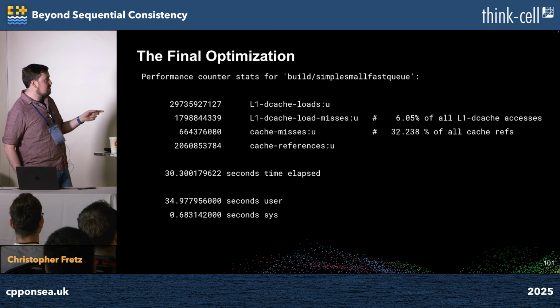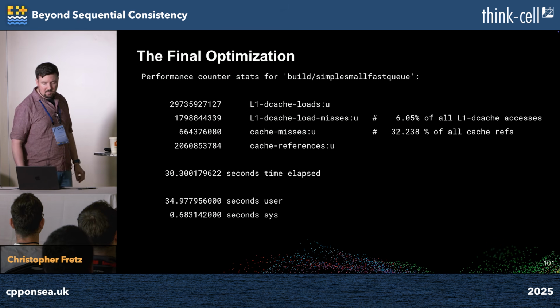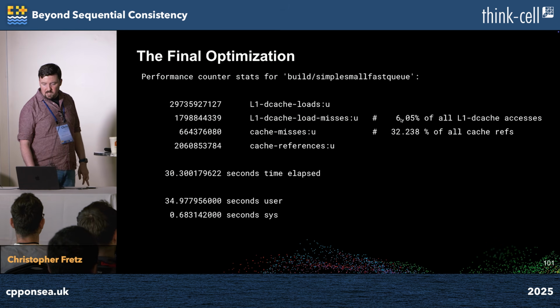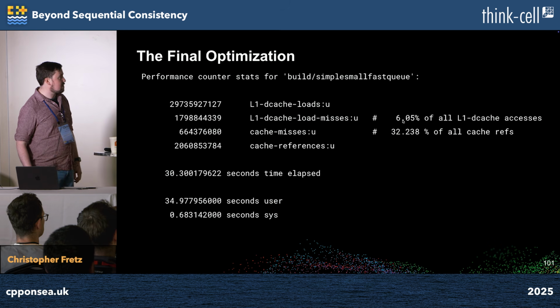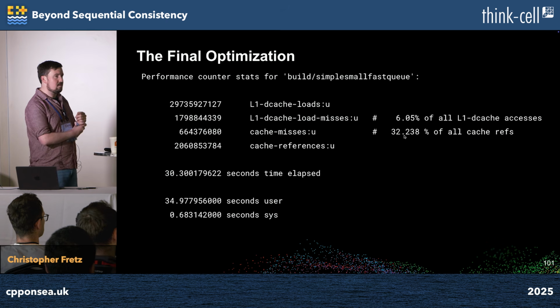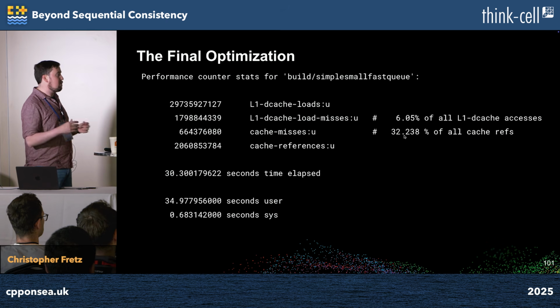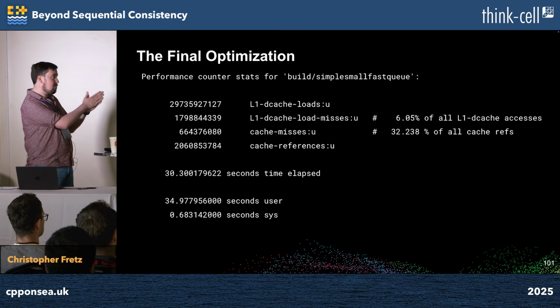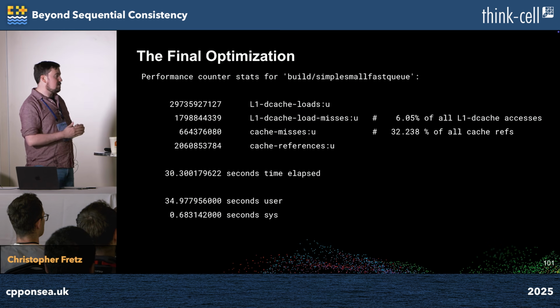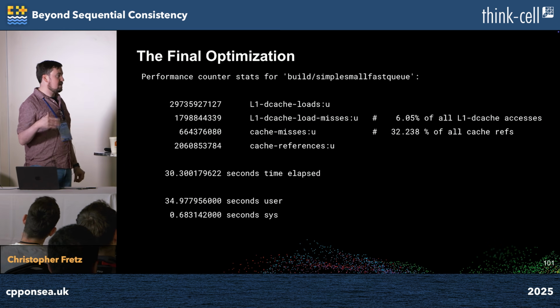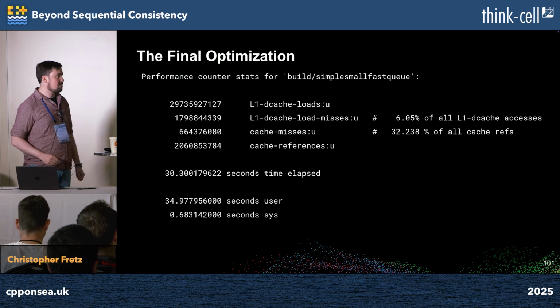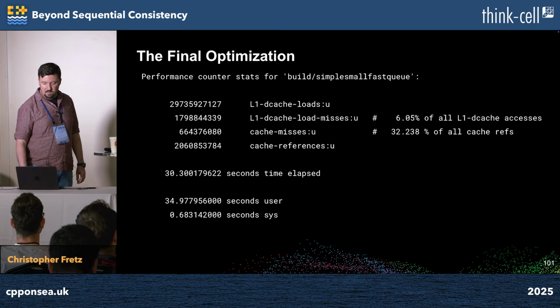So this is the original version that does not include this optimization. In terms of L1 dcache misses, this was actually a lot better than I was expecting. But what's interesting here is that we're getting 32% last level cache misses. Whenever we miss an L1, the amount of times that we then miss when we go to the last level cache is a third of the time. And that's super duper expensive.